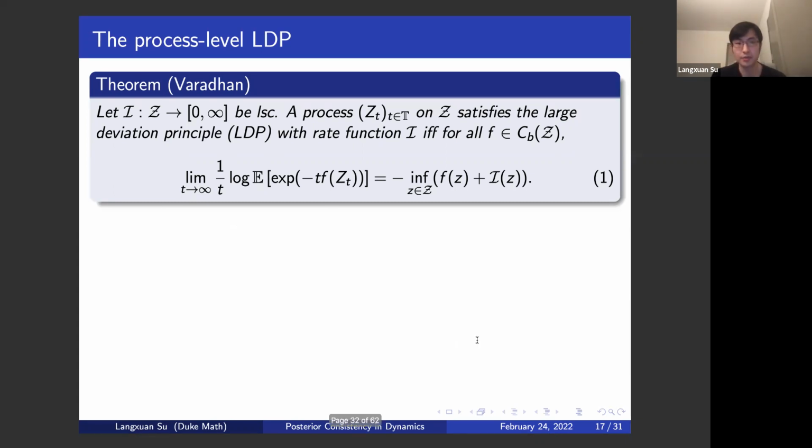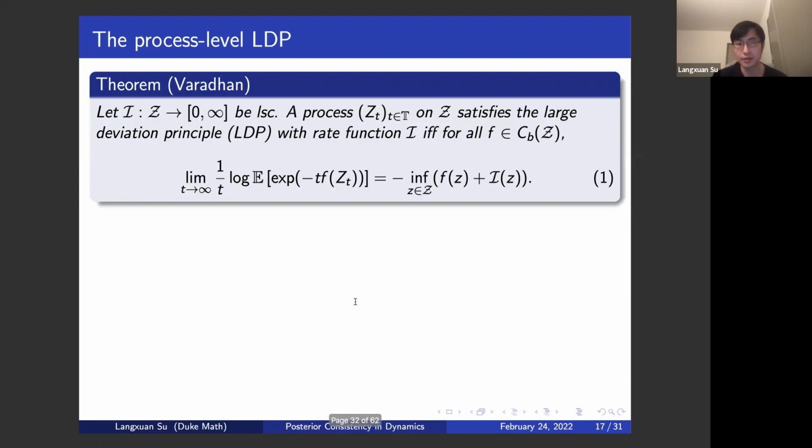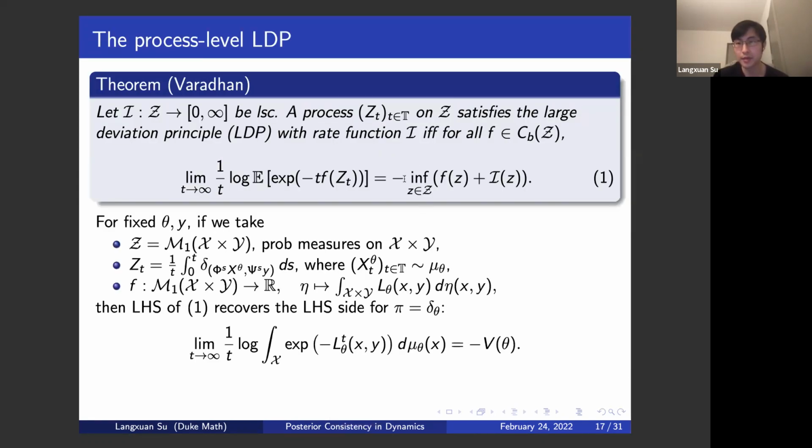So again, in the previous page, we have the information that V has this form, right? It's an infimum over some expected loss and some divergence, which looks very similar to the right-hand side of the Relative Entropy lemma. So if we pick f as here, the integration with respect to the loss function, then f applied to z, which is a probability measure here, becomes the integration of the loss function with respect to the measure you pick here. And you also have the infimum in front.